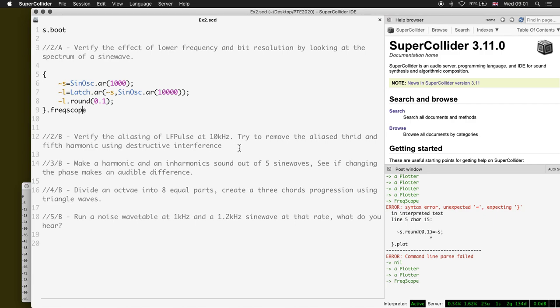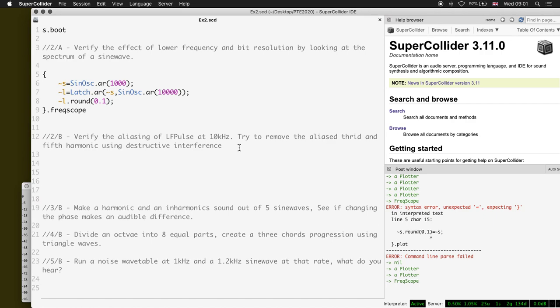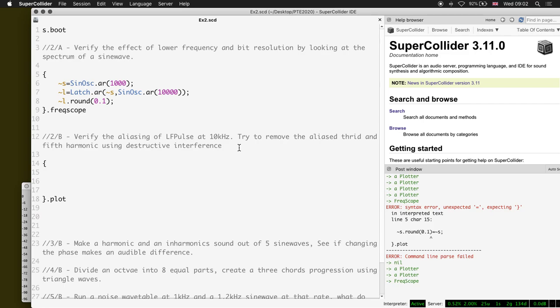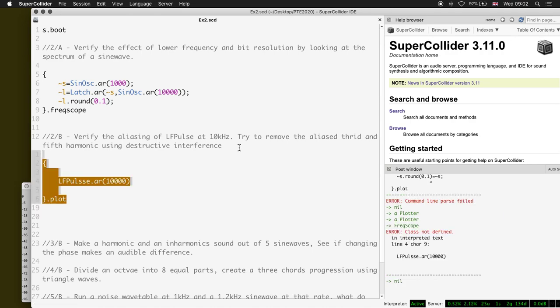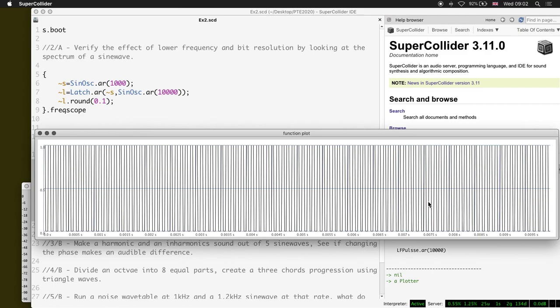Okay, that's that. Next one up, verify the aliasing of a square wave LF pulse. So this is a geometrically perfect square wave at 10 kilohertz. So let's again start by just making sure we get a square wave as we expect. So LF pulse AR 10 kilohertz. Let's plot that and type it correctly as well. Here it is. Looks like a square wave.